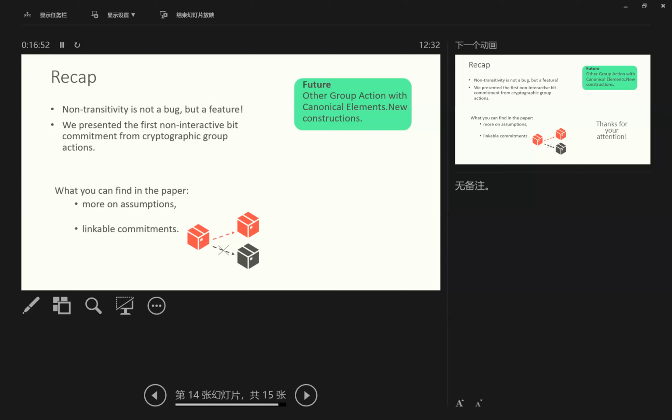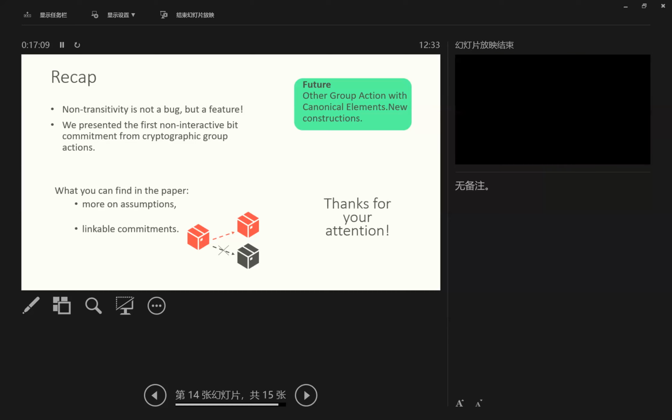In the future, it would be nice to present other primitives with group actions, maybe also constructions. This is what we need for commitments, but I think there is a larger design space. And thank you very much.